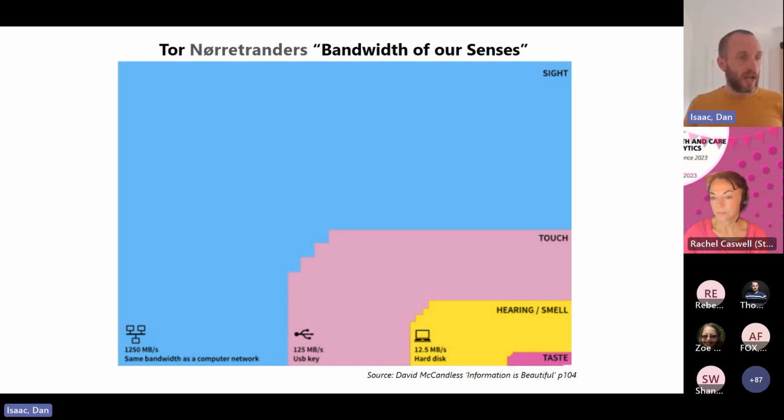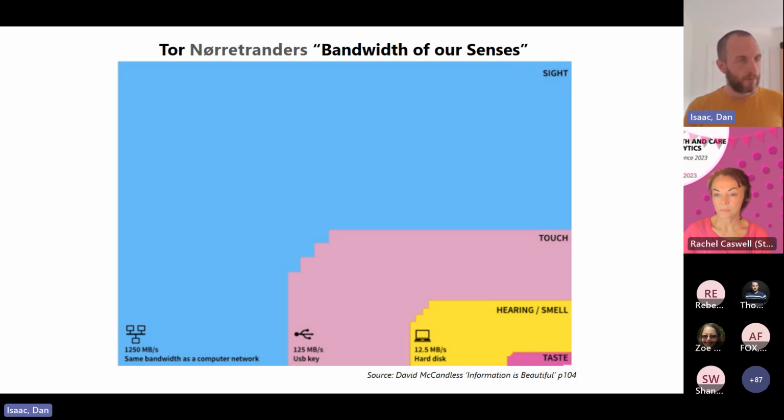As an example of this, I like to share this visualization from David McCandless based on some research from Tor Nørretranders, the bandwidth of our senses. And what Nørretranders did was quantify how much information is constantly flowing into our brains through each of our senses. And as you can see, it is sight that absolutely dominates. We are an incredibly visual species. We have this incredible ability to conjure up images and manipulate them within our minds.